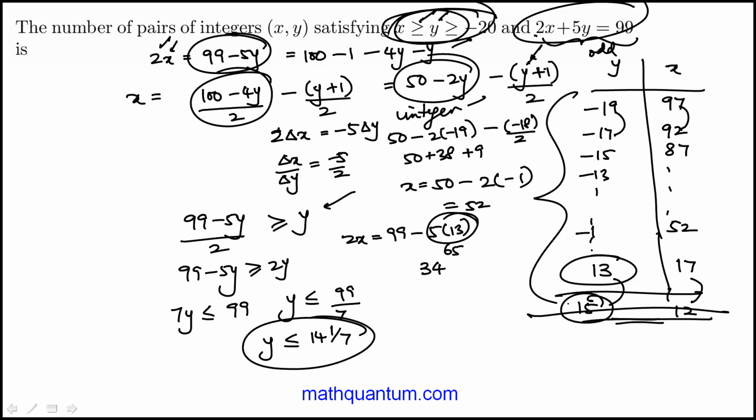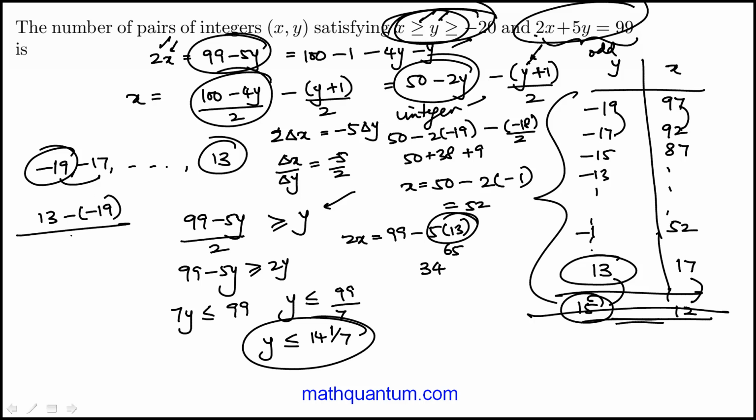These are the only possible cases. So we're going minus 19, minus 17, all the way to 13. This is an arithmetic progression with difference of 2, so the number of terms would be last minus first divided by the spacing, which is 2, the common difference, plus 1. That's 32 over 2 is 16 plus 1. We have 17 such pairs, and that's the answer.